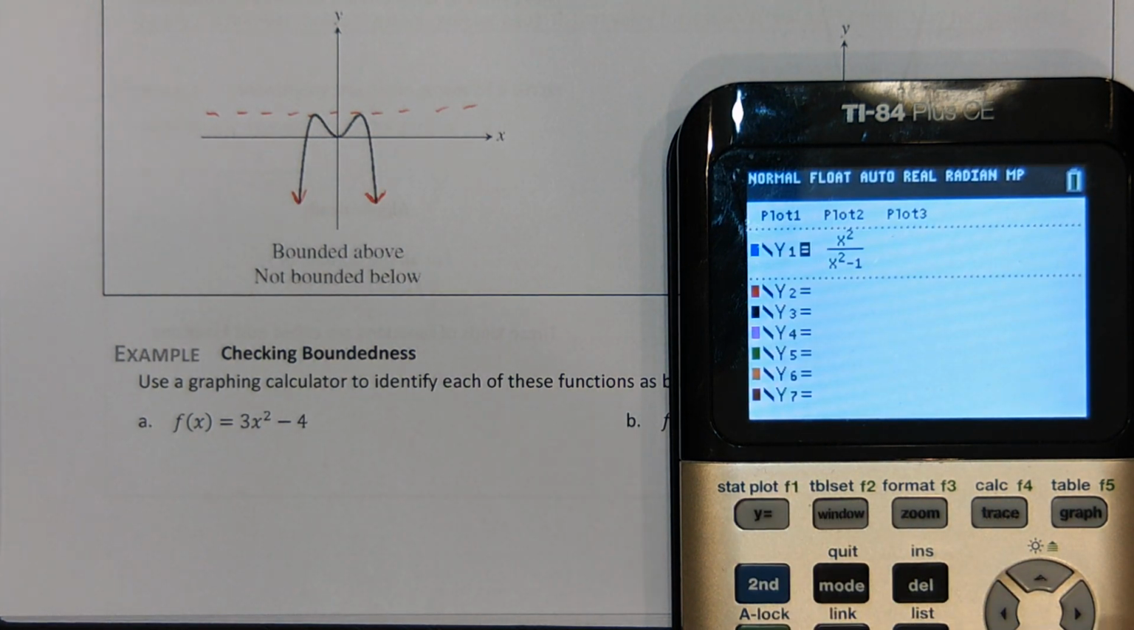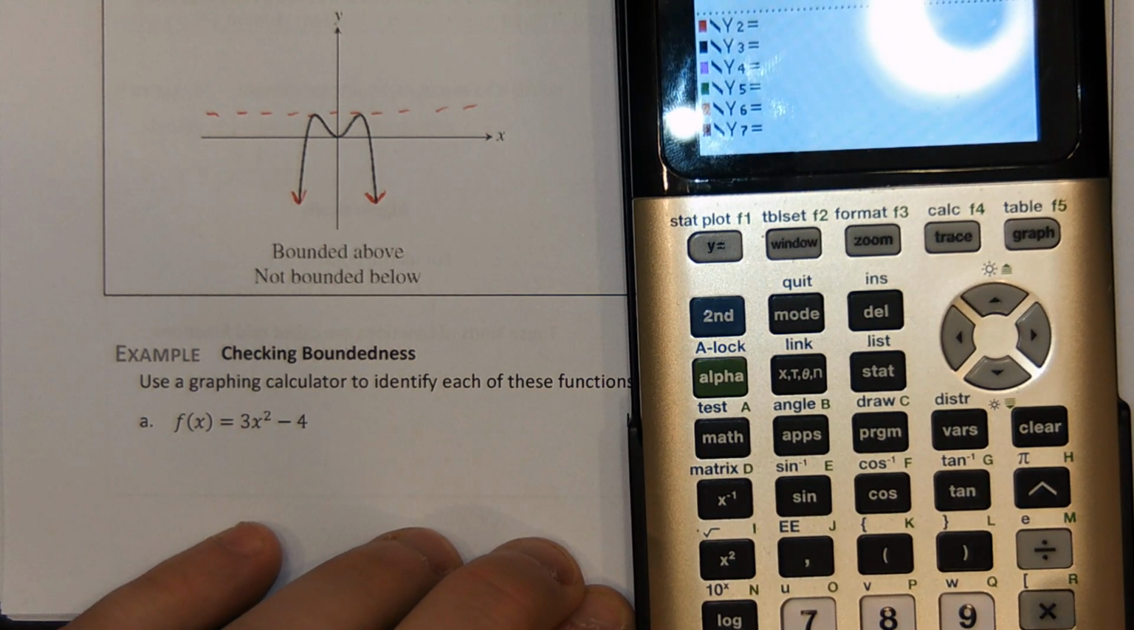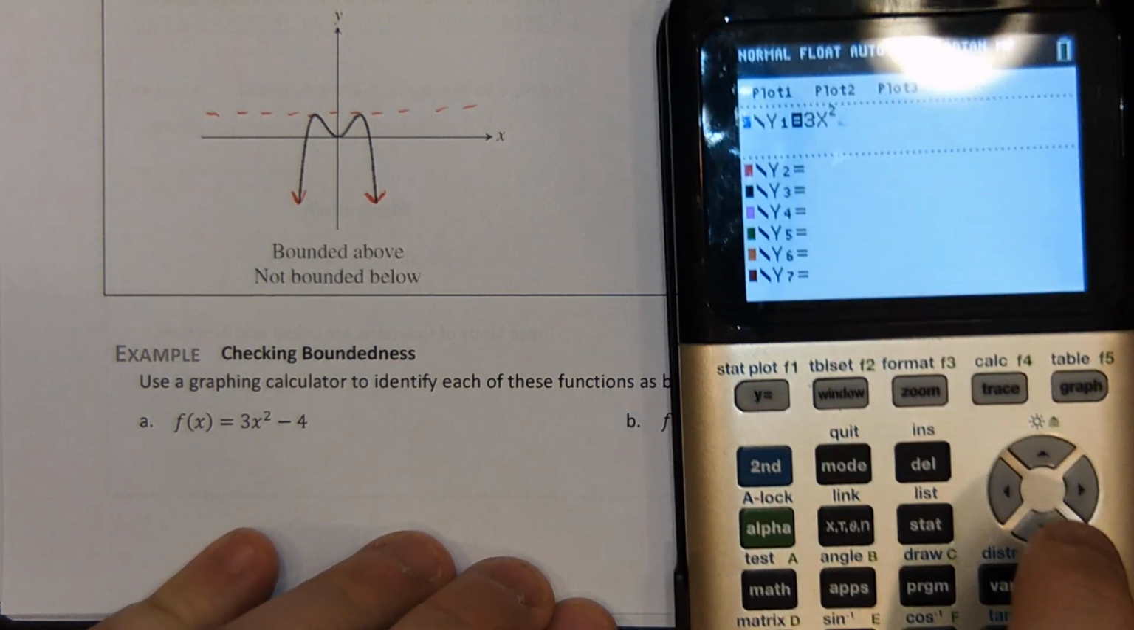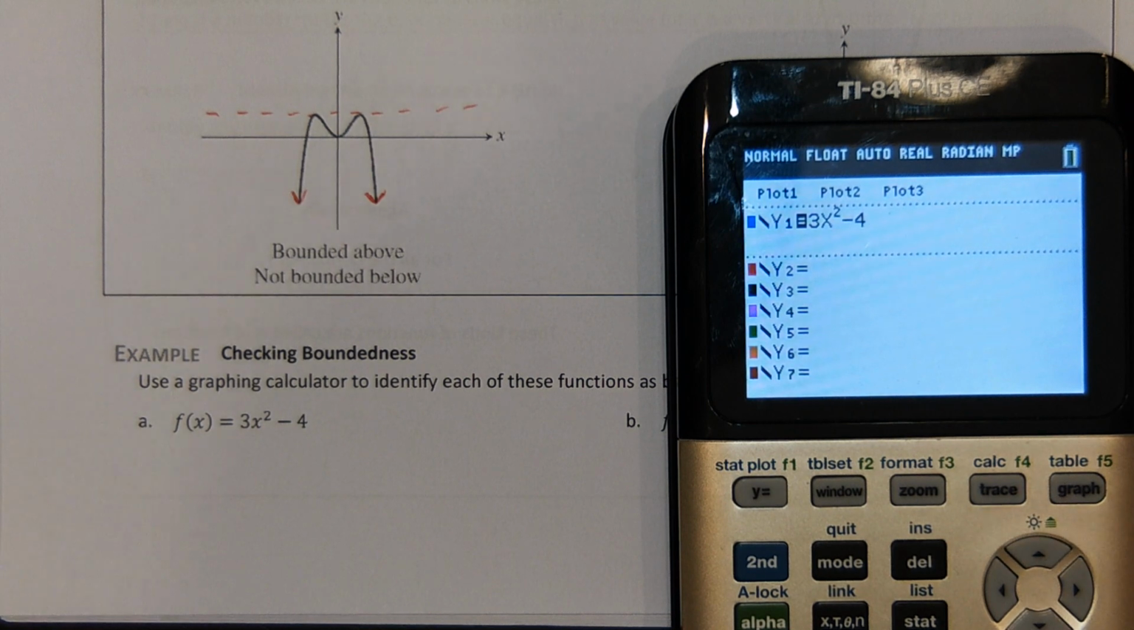Let's go to y equals. Clear. We can type this in. 3x squared. Remember, this is your variable button. There's your square. Minus 4.